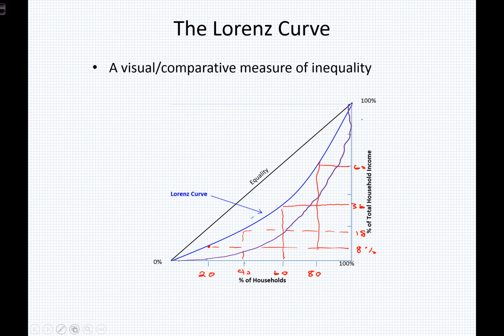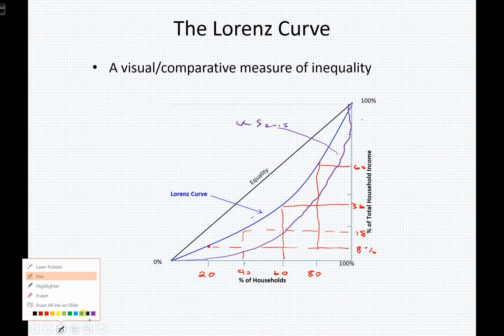Let's say that this Lorenz curve maybe is the United States Lorenz curve in 2015, whereas this curve perhaps was the Lorenz curve for 1960.